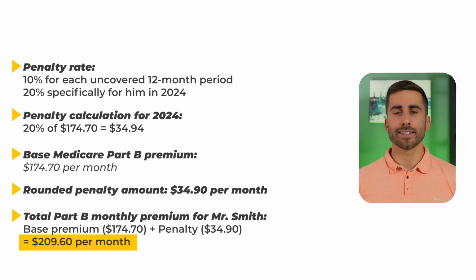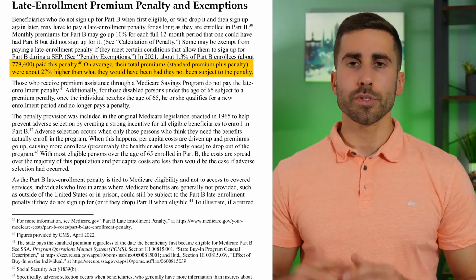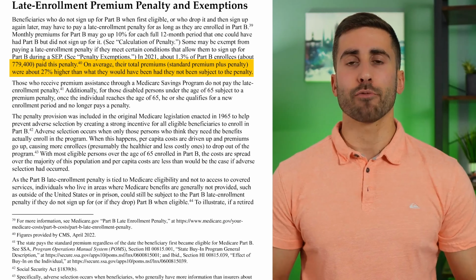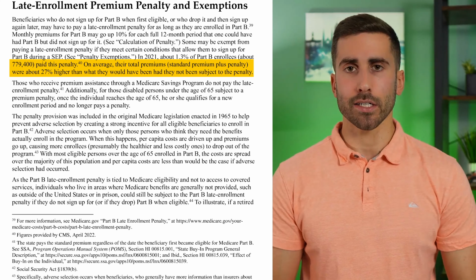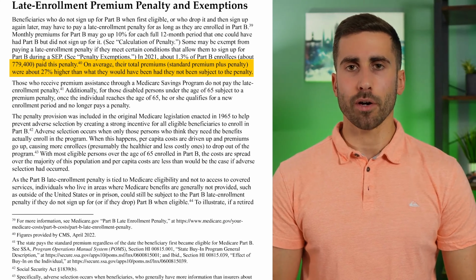This results in him having a total Part B monthly premium, which includes the penalty, of $209.60 per month. That same congressional research report from before stated that on average, those receiving a Medicare Part B penalty have premiums that are 27% higher than if they were not subject to a Part B penalty.